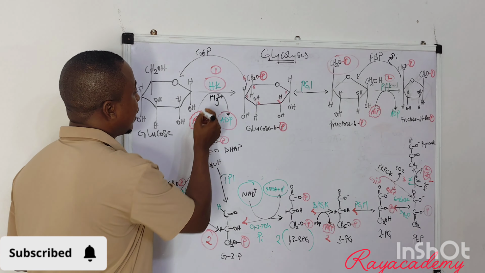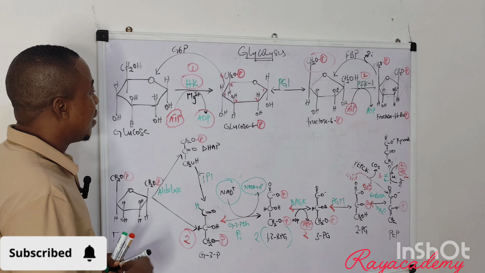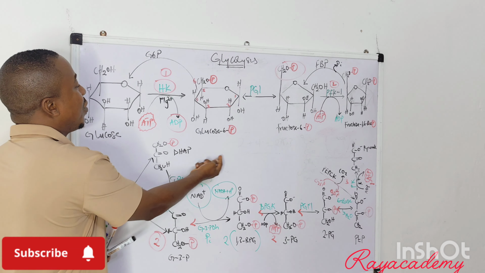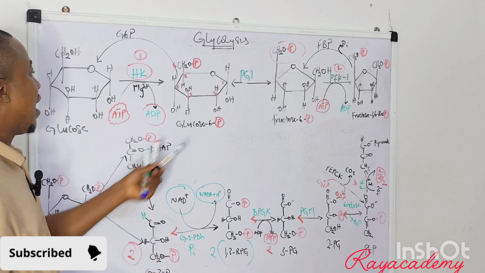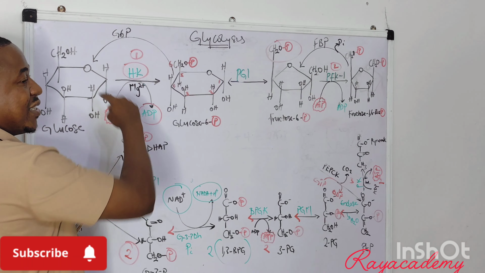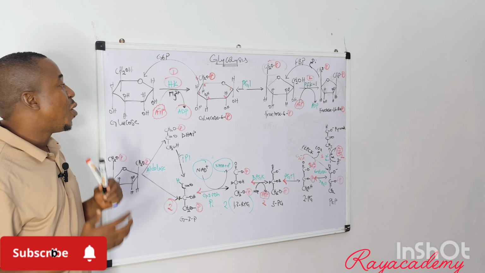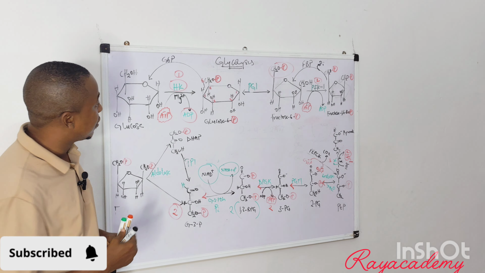Now you also notice that this is an irreversible step. That means glucose 6 phosphate cannot be converted back to glucose. So we say the step is irreversible. In order to reverse the step, we have to circumvent it, and in circumventing, that's why we look at gluconeogenesis. So watch out for my next video on gluconeogenesis. But let's continue on glycolysis.